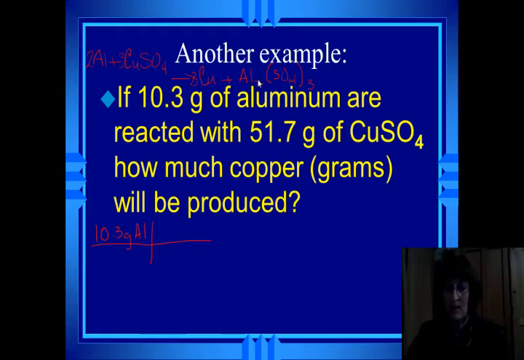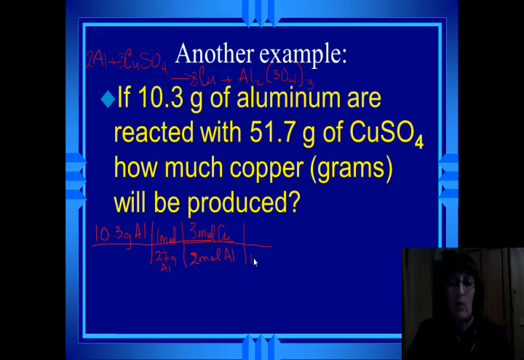All right, so now I come back down here to my problem and say, okay, for every 10.3 grams of aluminum, aluminum on the periodic table is 27 grams, and that's for every 1 mole of aluminum. Now I've changed it to moles. Now they want to know how much copper is produced. So I want to go from moles of aluminum to moles of copper. So for every 2 moles of aluminum, I have 3 moles of copper, and I'm going to convert it to grams.